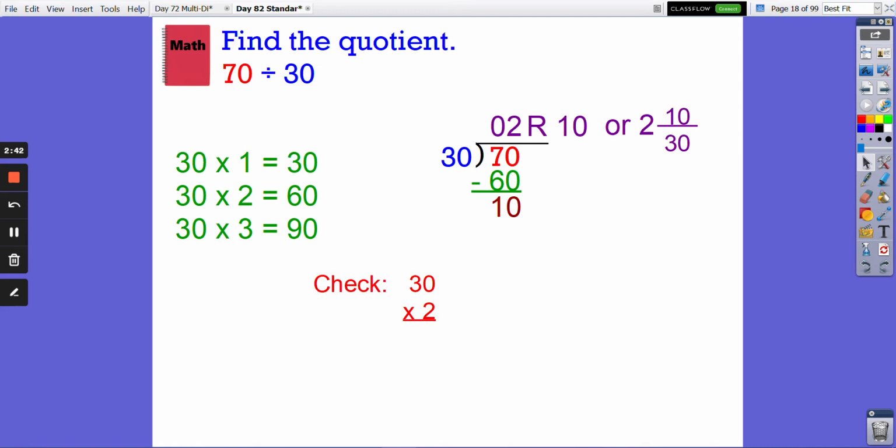Okay, let's check our work. So how do we check our work when we have a remainder? So we're going to do 30 times 2, and we get 60. And then if we add our remainder in, we should get 70, and we do. So we got it right.